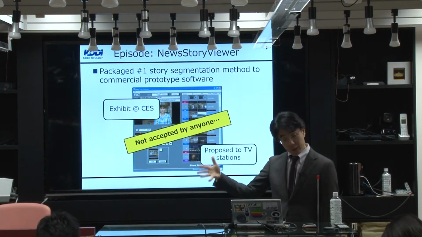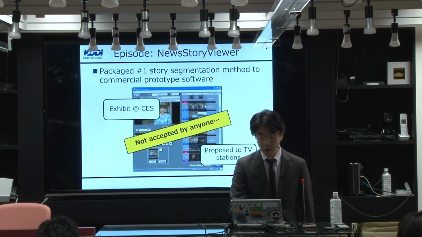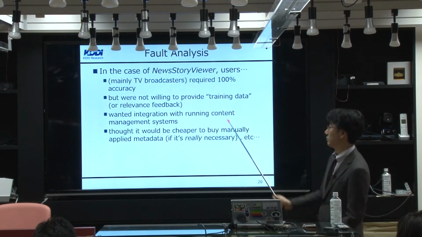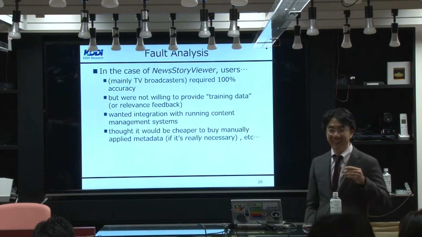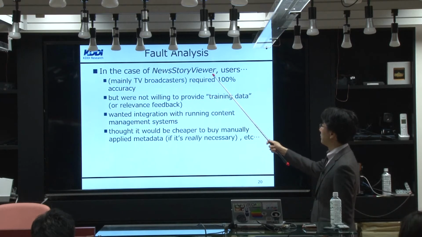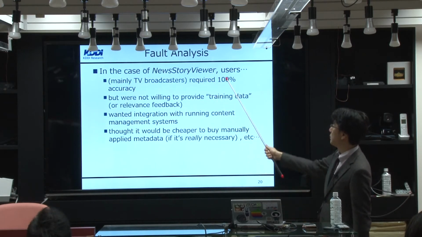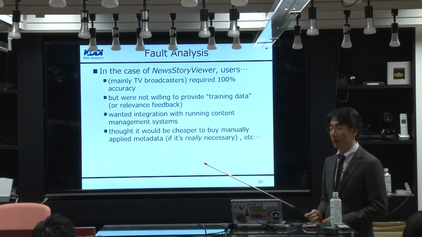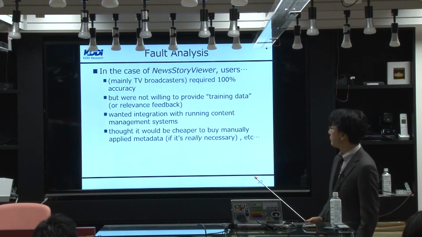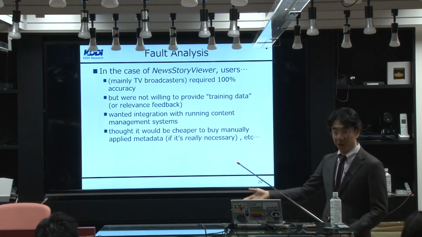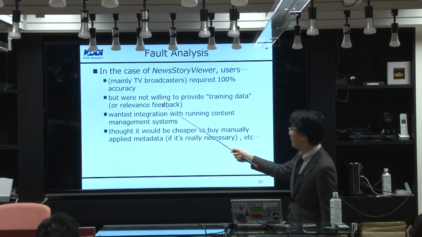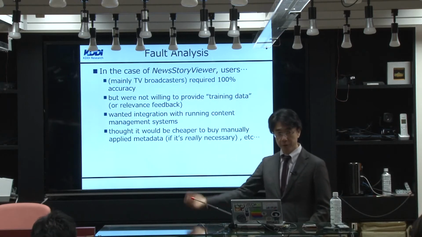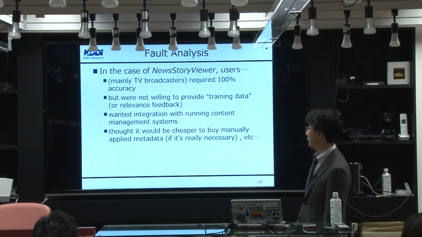So, looking back at this kind of failure, we did some fault analysis. In the case of this news story viewer, which is not a good product name, by the way, when we built it, what we thought was a good technology, but the actual users wanted different things. First of all, of course the big broadcasters need 100% accuracy, right? Which is impossible. And they were also not willing to provide that relevance feedback, the training data that we were planning to use to improve the performance of our application.